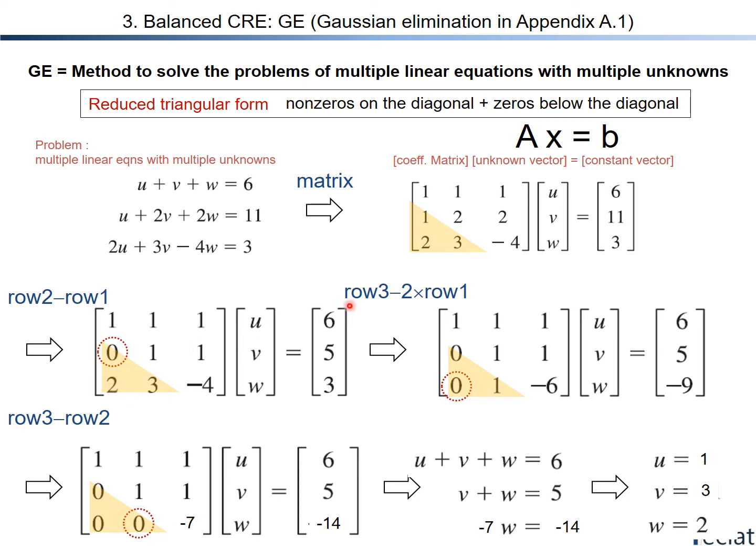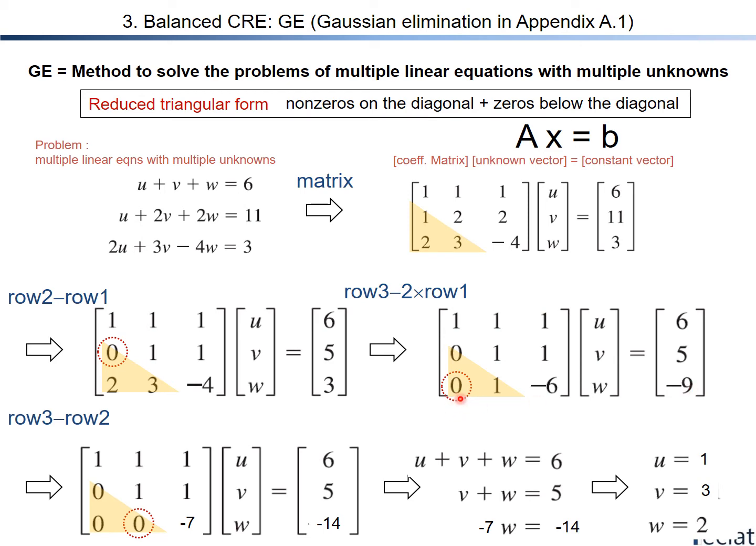The next target is this one, number 2. So row 3 minus 2 times row 1. So 2 minus 2 is going to 0. 3 minus 2 is going to 1. Minus 4 minus 2 is going to minus 6. And 3 minus 12 is going to minus 9.